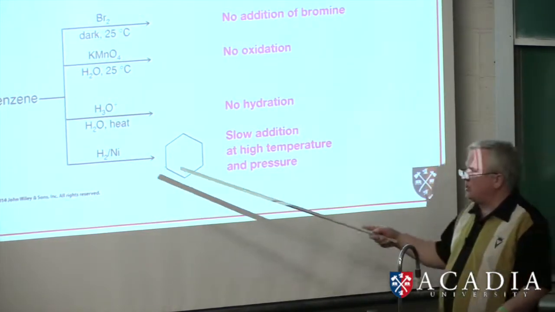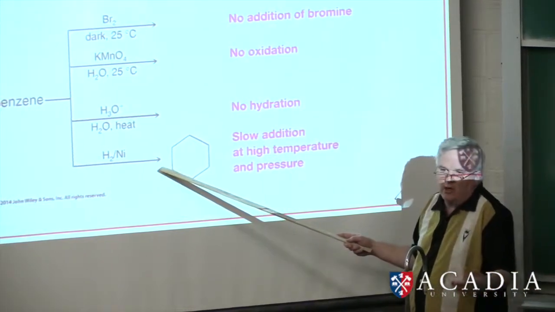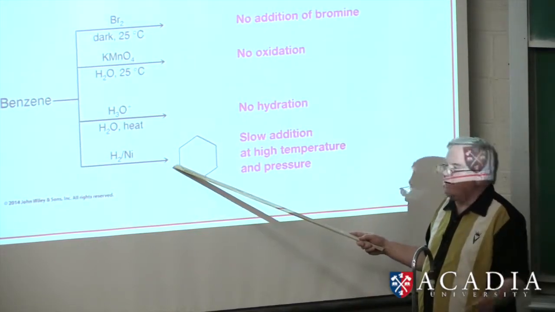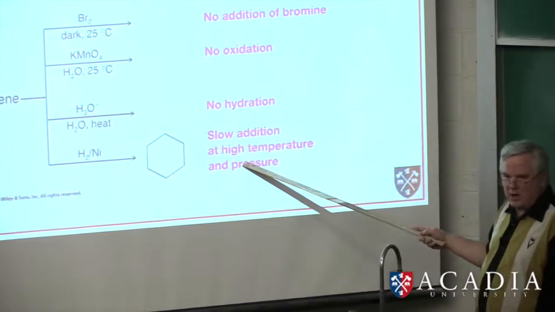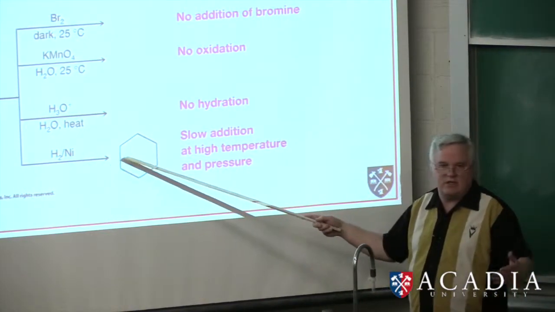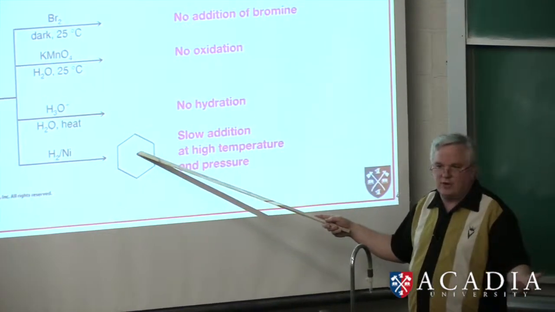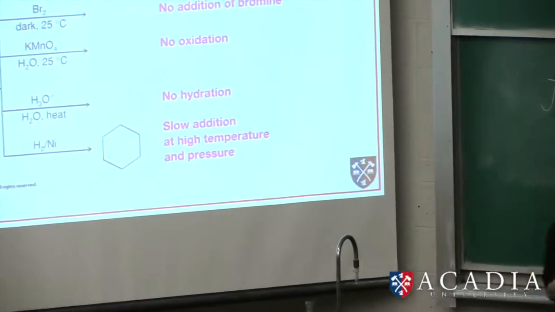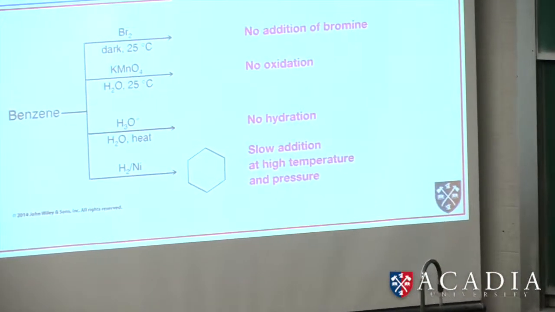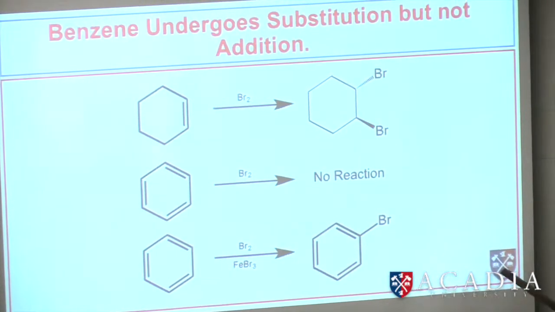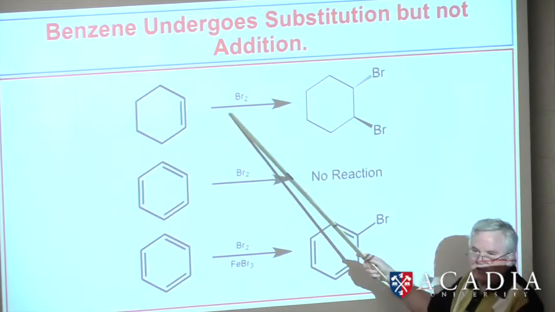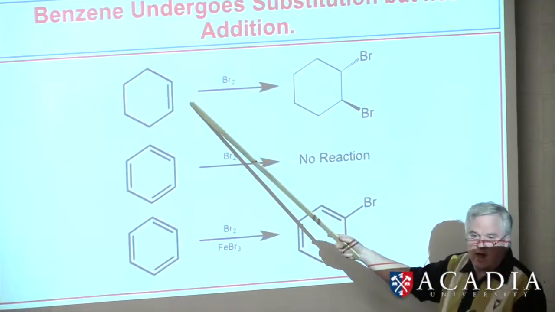We can hydrogenate benzene, but we have to do it under much more extreme conditions. We have to do it at high temperature and pressure, whereas under the same conditions a regular alkene would be hydrogenated quite easily. So the other interesting thing about benzene, we can react it with bromine. Remember, if we take an alkene, we just throw bromine in, and this is very diagnostic of alkenes.